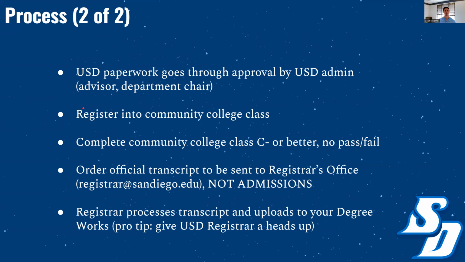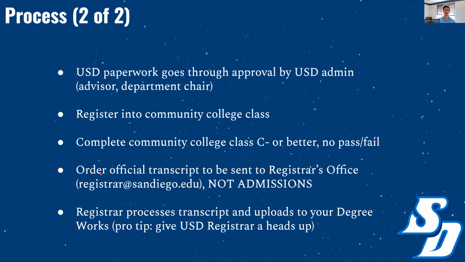Then once you get that approval, once you submit that, if it's pre-approved, you can register into that community college class. You will need to complete that class with a C- or better. That will be your final grade, a C- or better final grade. You cannot take it pass/fail, okay, or it won't transfer in.